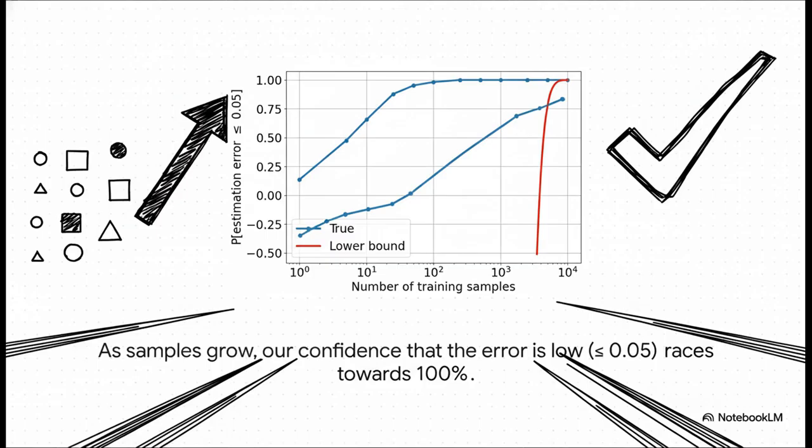Just look at this graph. When we have very few samples, our confidence is all over the place. But as we keep adding more and more training data, our confidence that the error is low just skyrockets towards 100%. More data literally buys us more confidence.